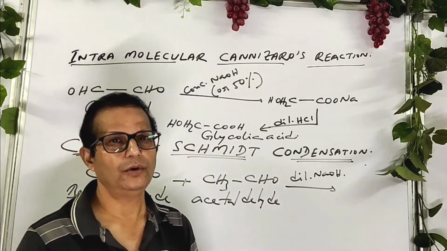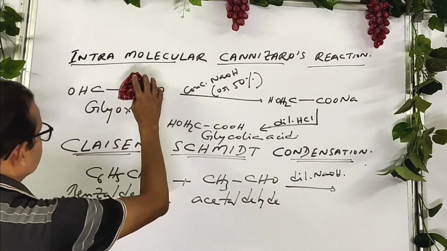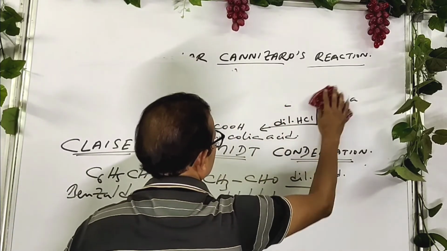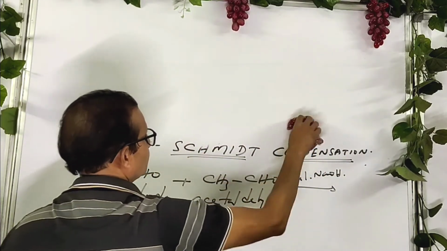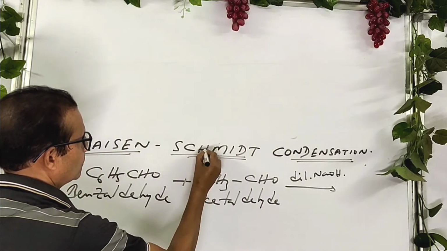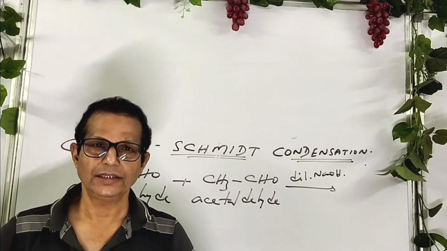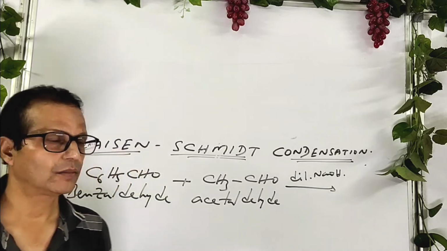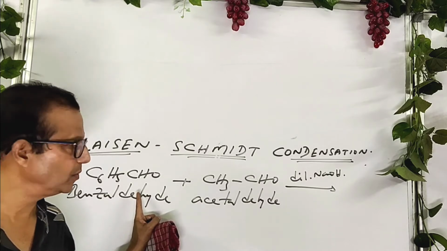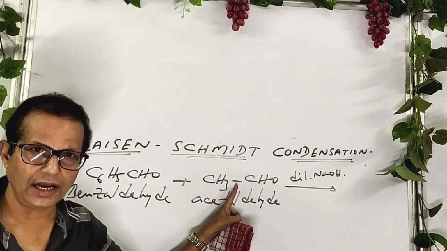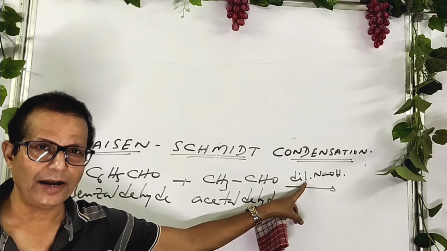Okay. Now let's start another type of reaction, that is the Claisen-Schmidt condensation. This is the condensation reaction between one molecule of benzaldehyde having no alpha hydrogen atom and one molecule of acetaldehyde having alpha hydrogen atoms. The reaction takes place in the presence of dilute sodium hydroxide.